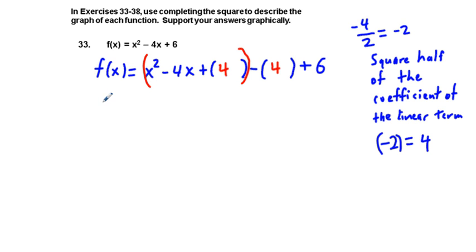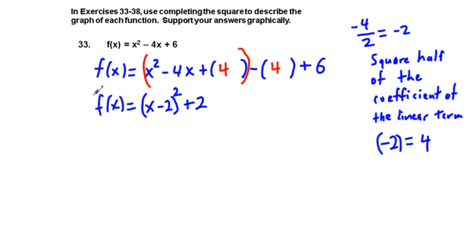So now what we have left is f of x equals, we rewrite this x squared minus 4x plus 4 as quantity x minus 2 squared. And then what we have left is minus 4 plus 6. Well, minus 4 plus 6 simplifies to 2. So this is going to be our equation.